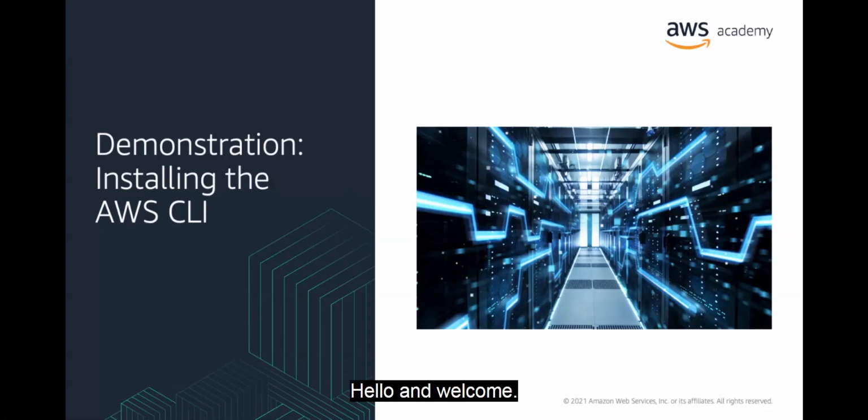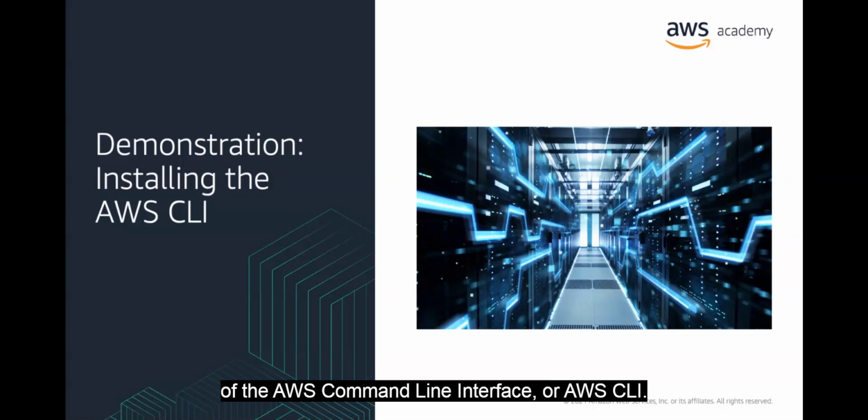Hello and welcome. This demonstration covers the installation, configuration, and basic use of the AWS Command Line Interface, or AWS CLI. First, I'll show you how to install the AWS CLI on both Windows and Mac OS. Then, I'll configure the AWS CLI installation to authenticate with an AWS account. Next, I'll run some example commands to verify that the installation and configuration were successful. And finally, I'll show you how to use the profile feature to run commands against different accounts.